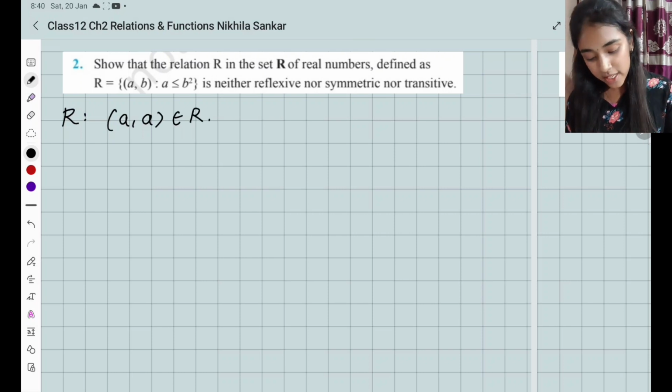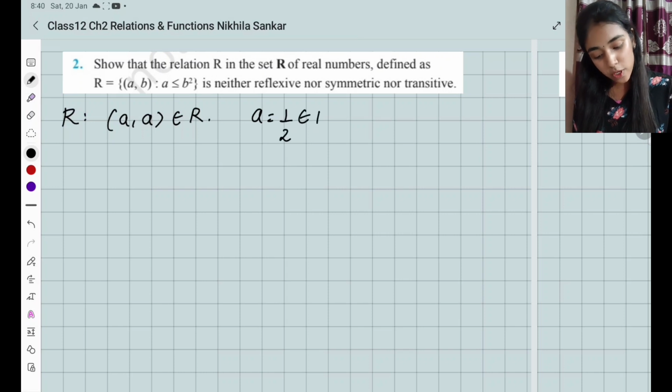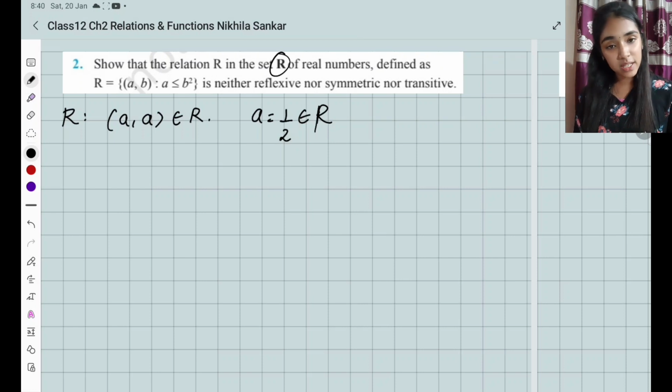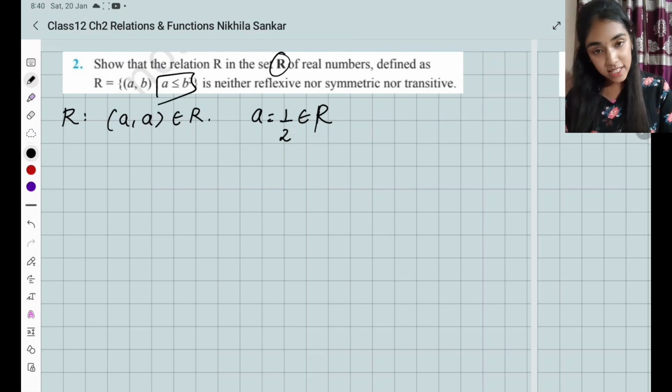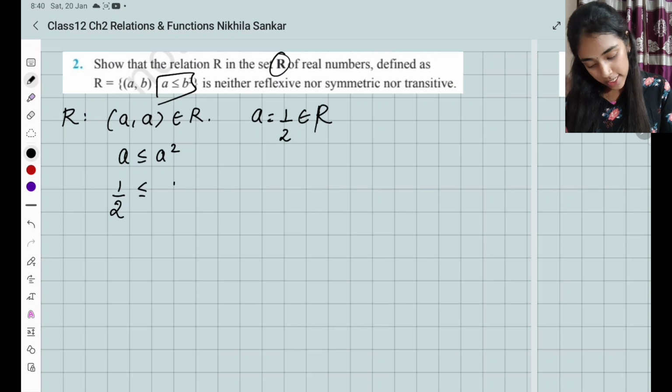Okay, now for example, I'm going to take a value to be 1 by 2 which belongs to the set of all real numbers. Correct? What is given here as the set? Capital R. So let me take 1 by 2. Now what is the relation? a less than or equal to b square. So you have a less than or equal to a square, which means 1 by 2 less than or equal to 1 by 2 the whole square, 1 by 2 less than or equal to 1 by 4.